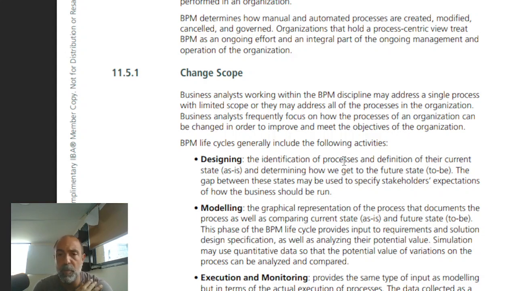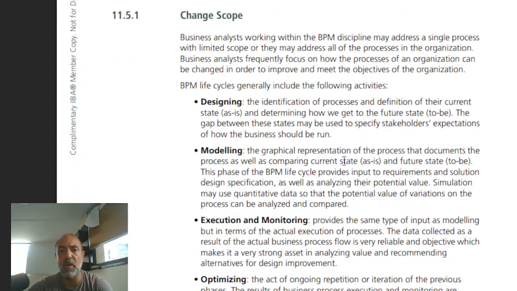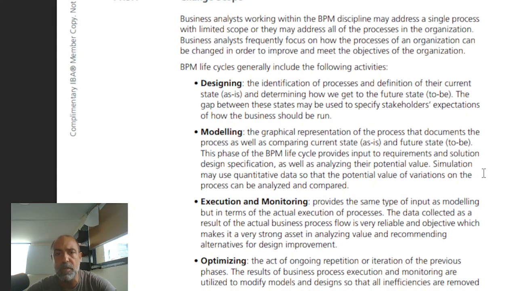Business analysts working with a BPM discipline may address a single process with limited scope, or address all of the processes in the organization. Business analysts frequently focus on how the processes of an organization can be changed in order to improve and meet the objectives of the organization. BPM life cycles generally include the following activities: designing, the identification of processes and definition of their current state. To design, you need to know what is going on right now. You identify them, you determine how to get to the future state. And then the gap between these states may be used to specify stakeholders' expectations and how the business should be run.